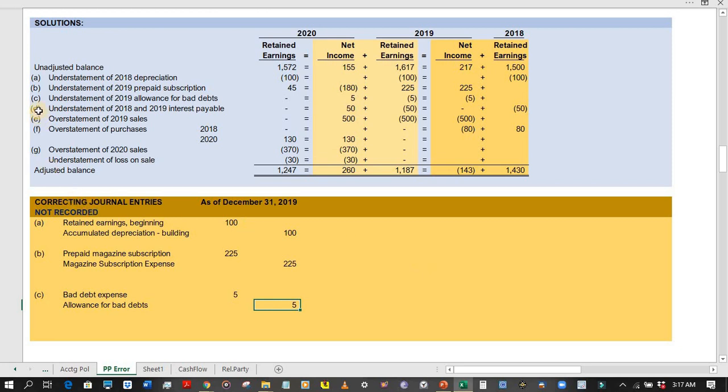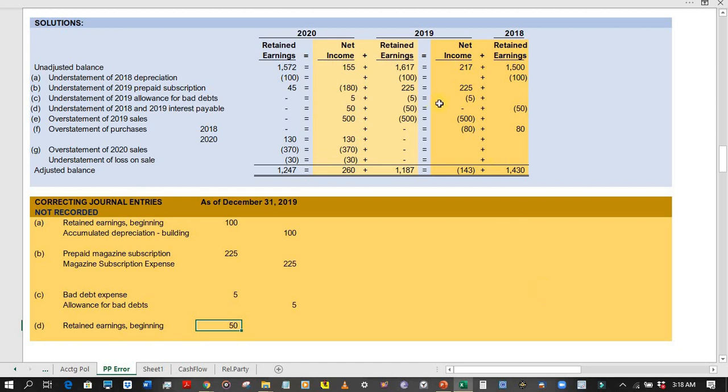The next is letter D, correcting journal entry. So that is the understatement of 2018 and 2019 interest payable. So based on these two columns, the column that has an adjustment is the retained earnings, and that is a negative 50 pesos. However, for net income, there is no adjustment. So for the retained earnings deduction of 50 pesos, that will be a debit to retained earnings. So for letter D, our debit is retained earnings beginning in 2019 for 50 pesos.